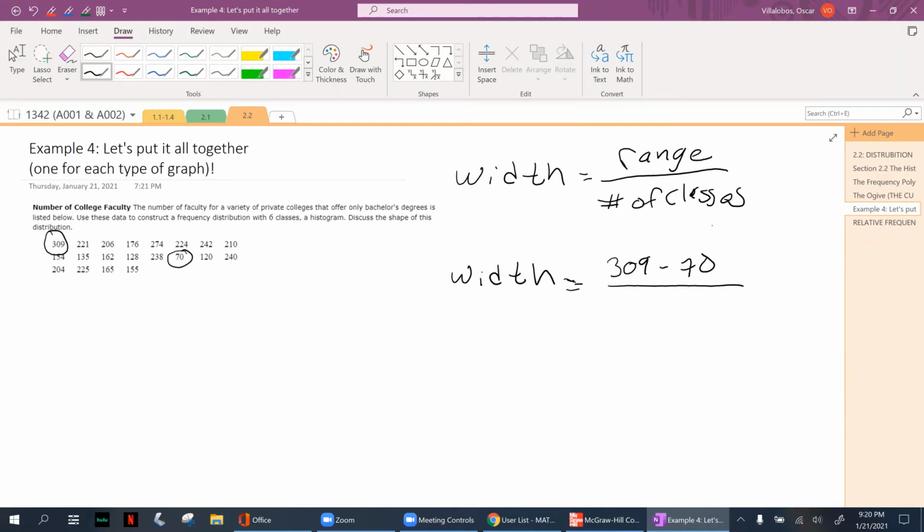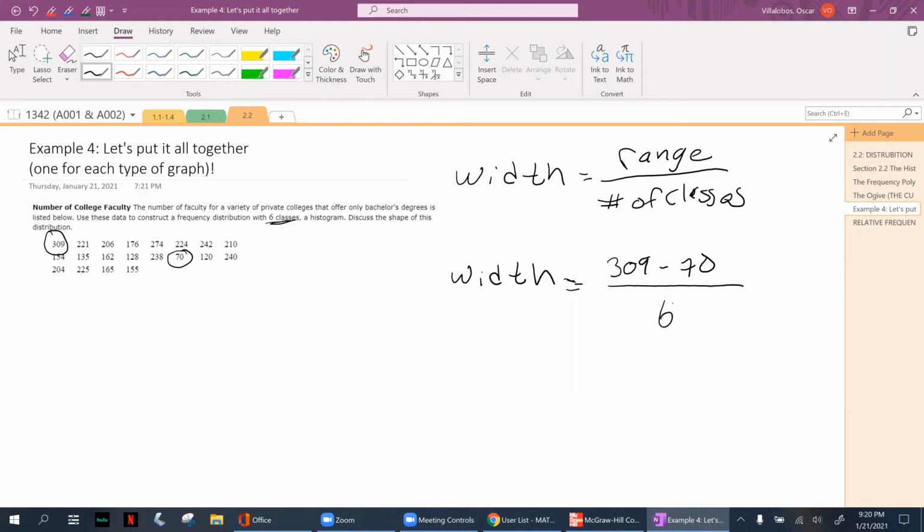And by all means, if you want to use Excel, please send your data to Excel, and you can arrange them like we did yesterday. So 309 minus 70, divided by the number of classes, and this was given to me. The number of classes was given to me.